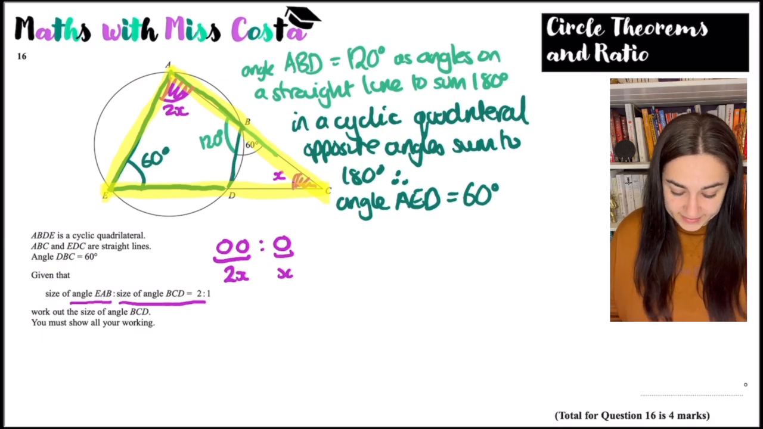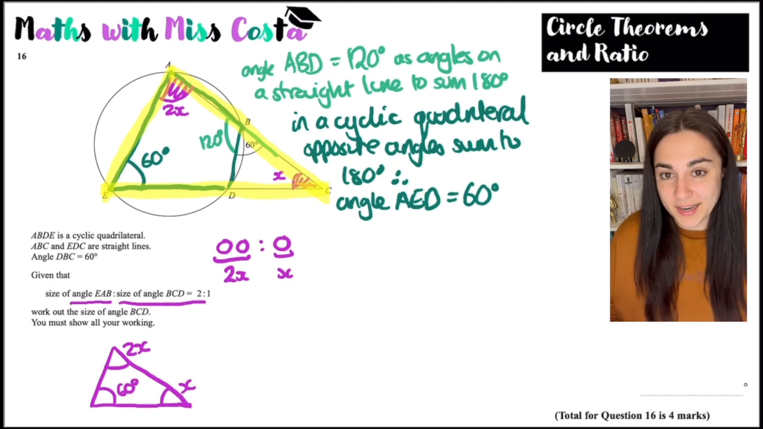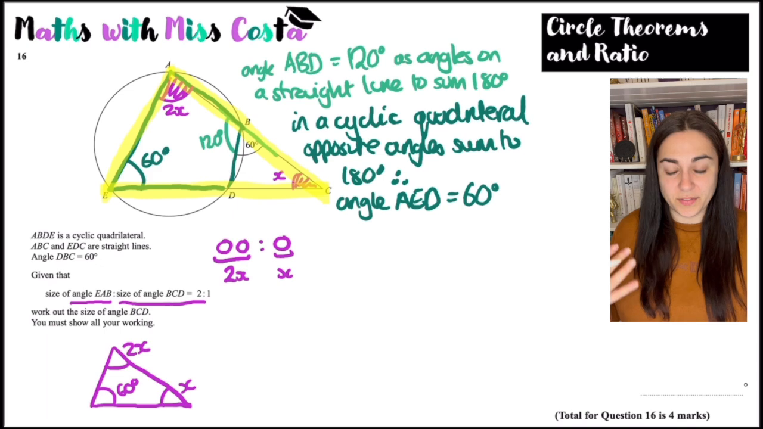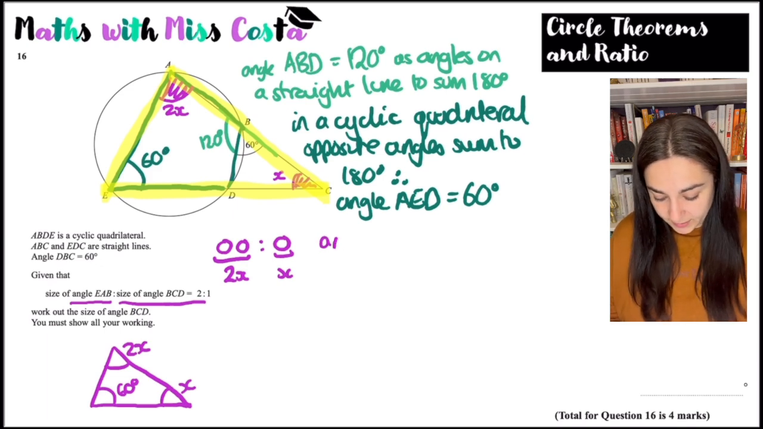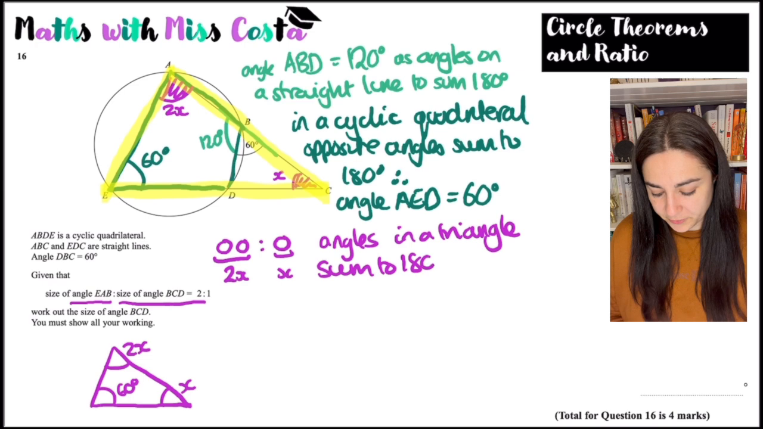I know that there's a triangle that's formed. So I have this triangle over here. That's got the angle x, which is the angle I'm trying to work out. I know this is 2x, and I know that this is 60 degrees. So you then have an angle, and we know that angles in a triangle sum to 180. So that would be our next rule. So angles in a triangle sum to 180 degrees.